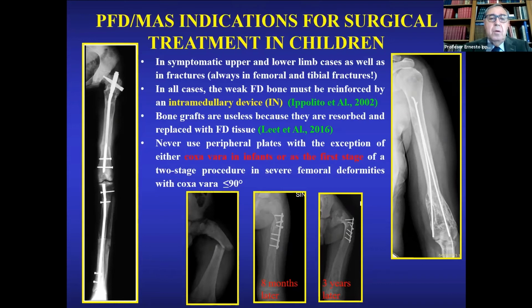Never use peripheral plates with the exception of either coxa vara in infants or as the first stage of a two-stage procedure in severe femoral deformities with coxa vara equal or less than 90 degrees. Plating is always a bad evolution, as you can see in the plated fracture here below.